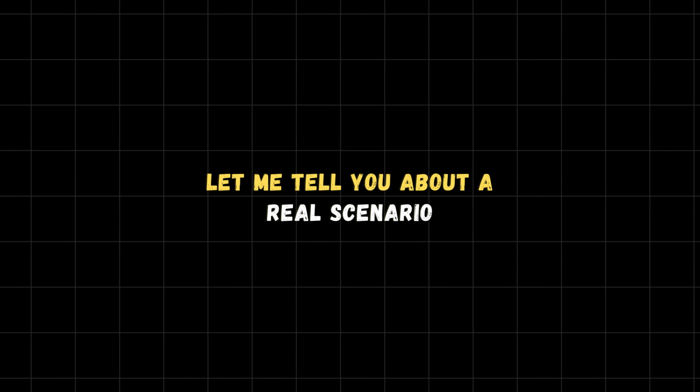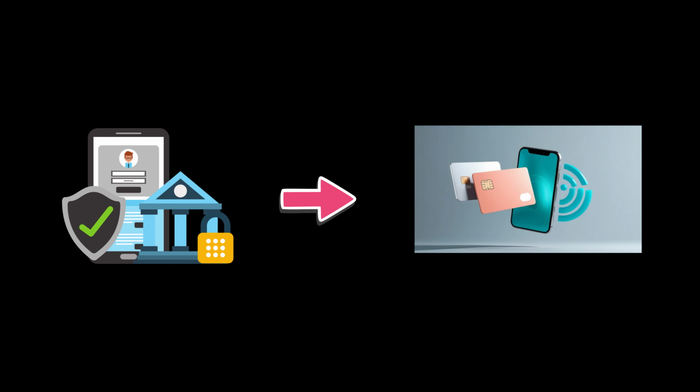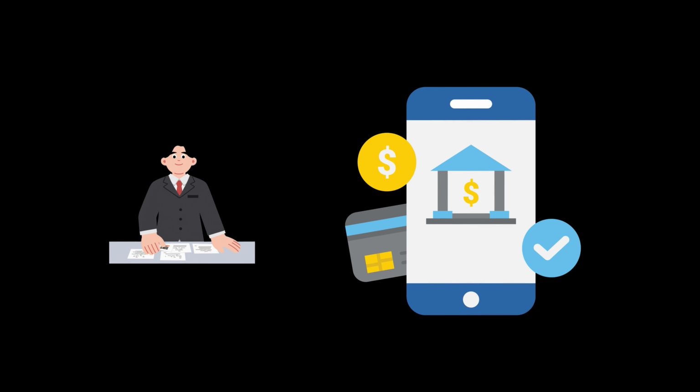Let me tell you about a real scenario. A small fintech startup built a payment status API. It was clean, it worked perfectly in testing. Users could hit an endpoint and boom, instant response. The first few days, customers were happy, the team was happy. Then a client integrated their app. And here's where it gets interesting.